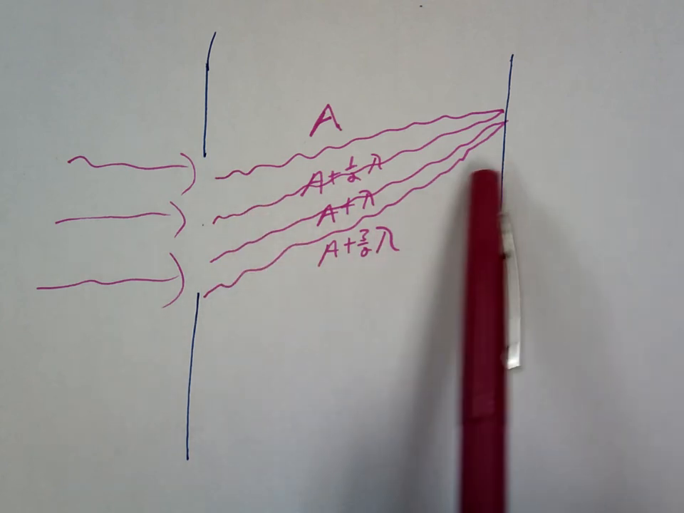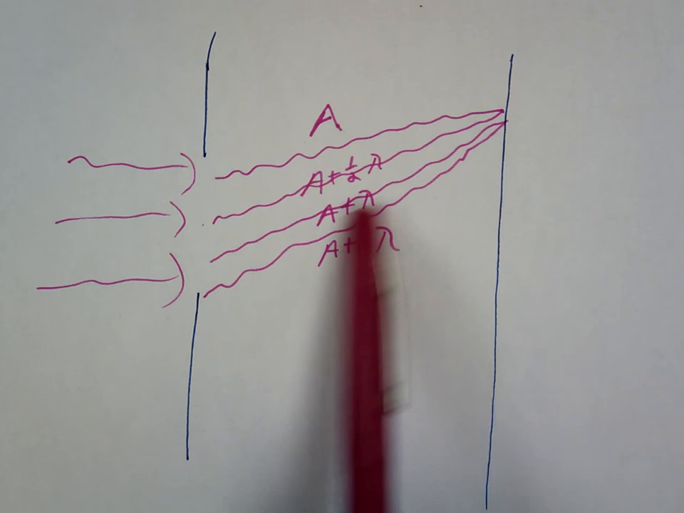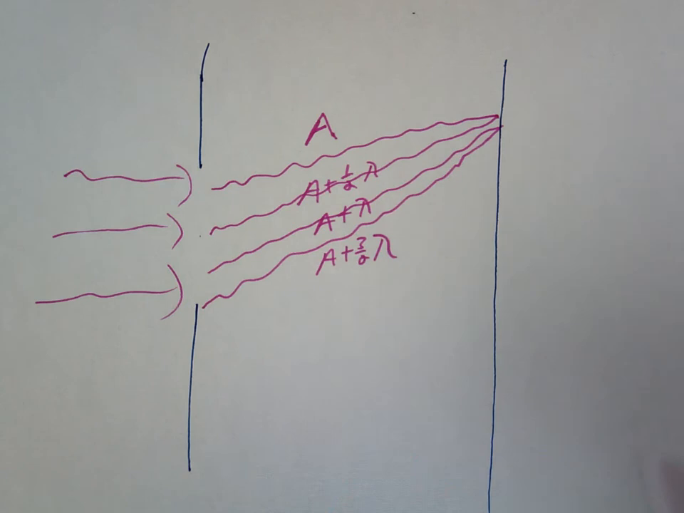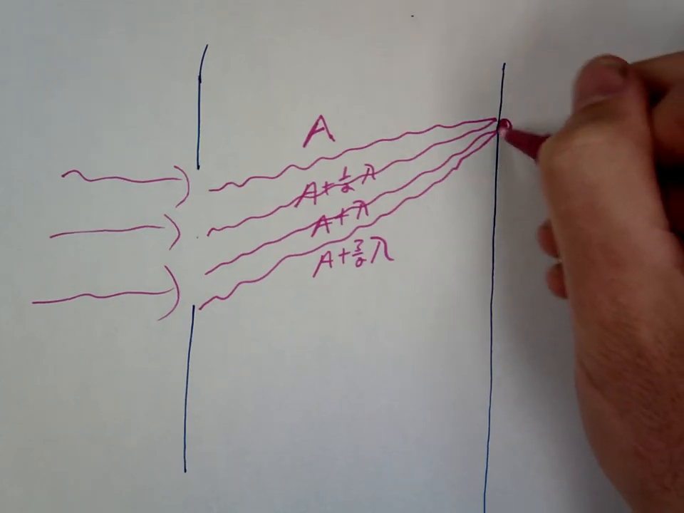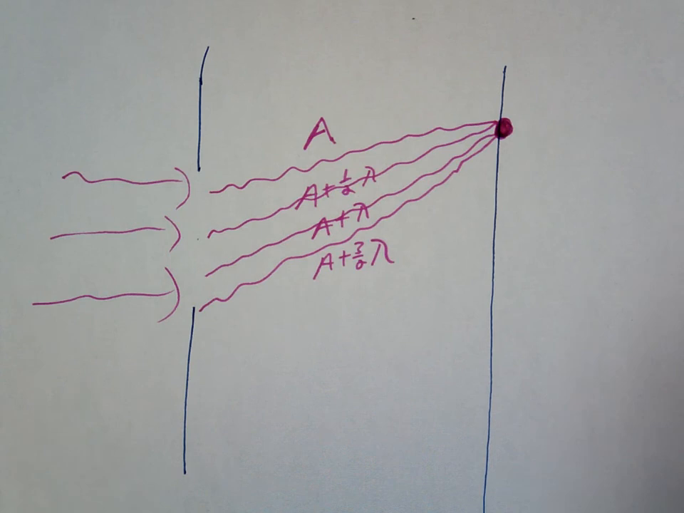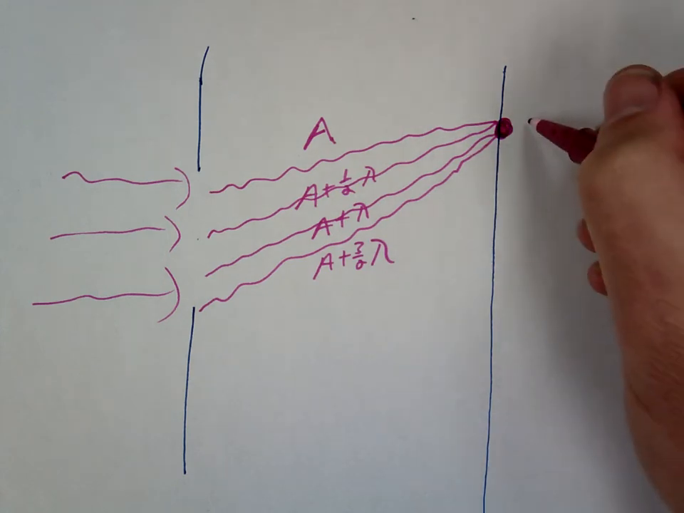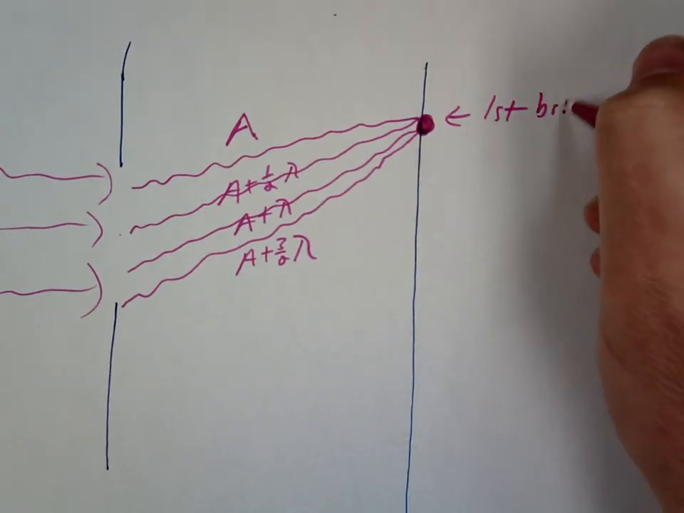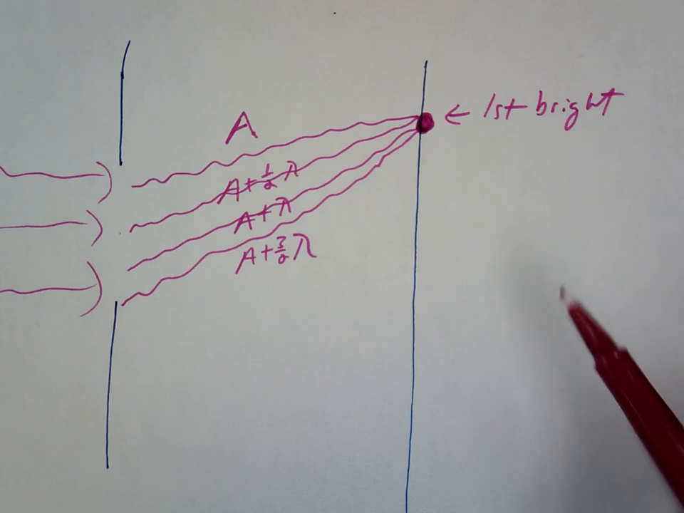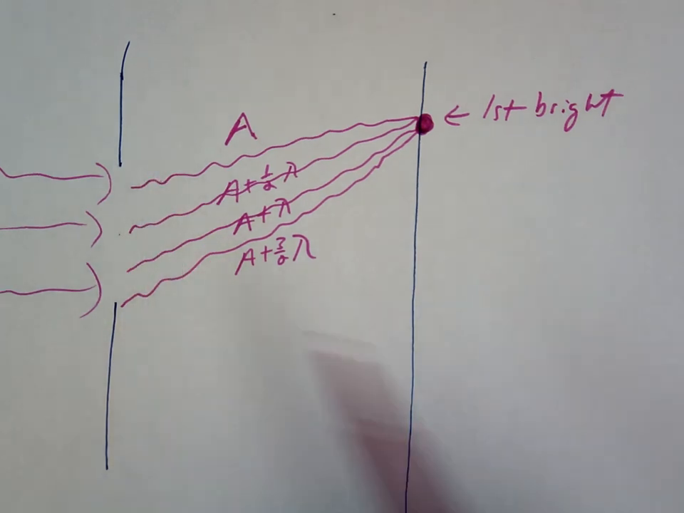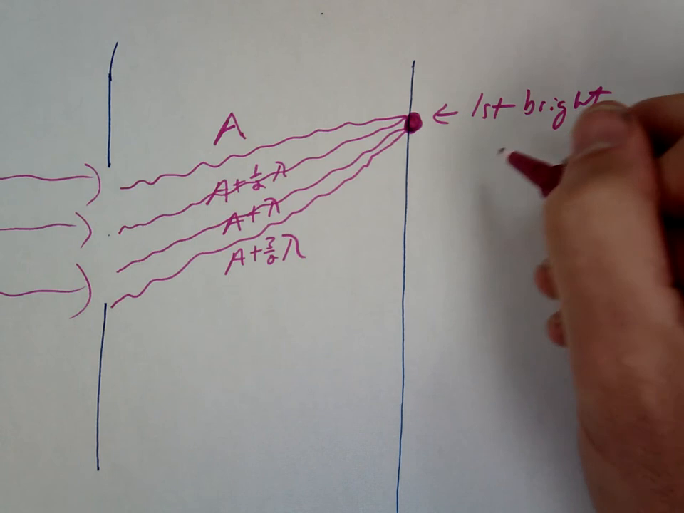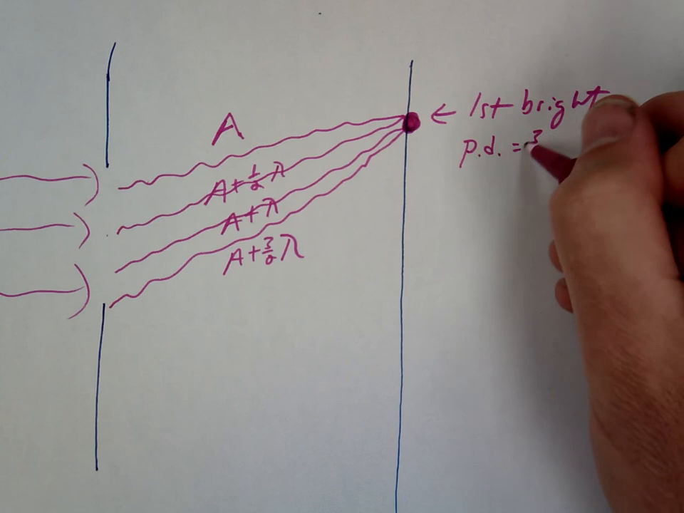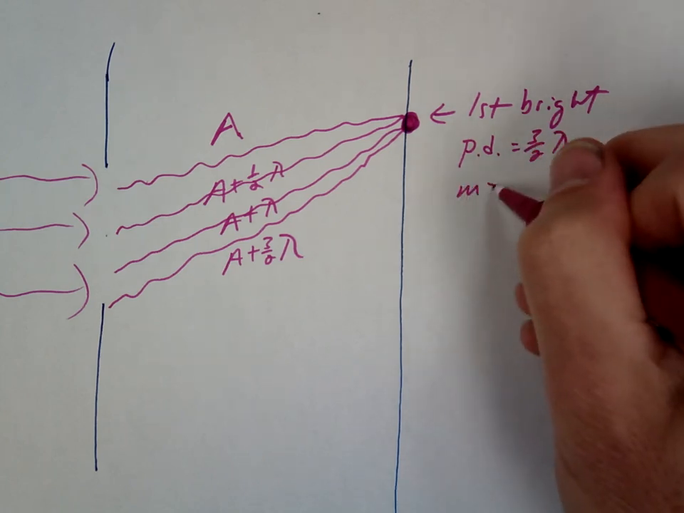This last third has nothing to cancel out with. So what happens? It's just there. So that's what we would call our maximum, our bright spot. Well, what's the ultimate path difference here? So this would be the first bright. What's the path difference between the first and the last? 3 halves. So I'll write this as PD 3 halves, or M equals 3 halves.